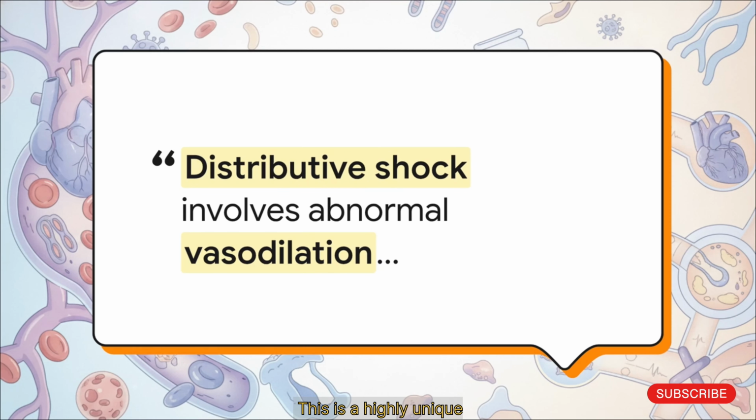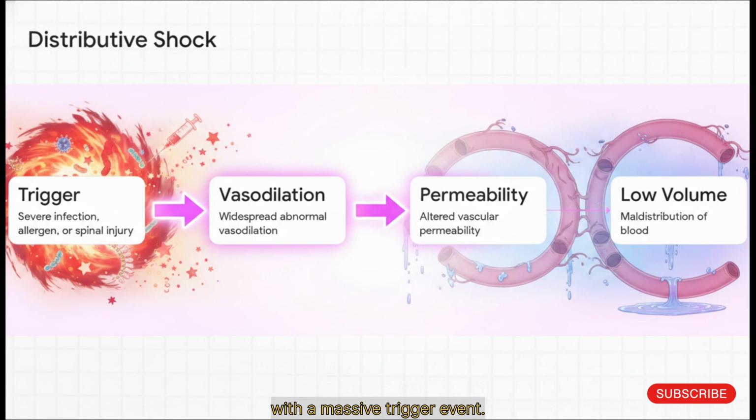This is a highly unique hemodynamic state. You know how in hypovolemic or cardiogenic shock the body clamps down? Well, in distributive shock, systemic vascular resistance actually plummets. The pathway here starts with a massive trigger event.